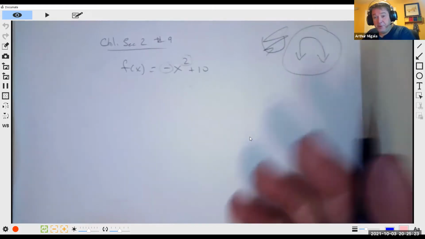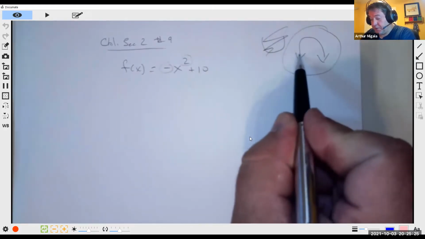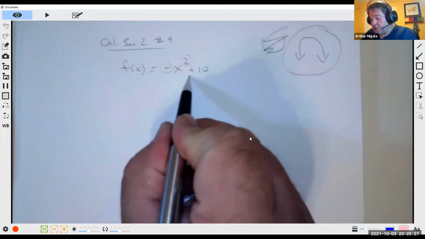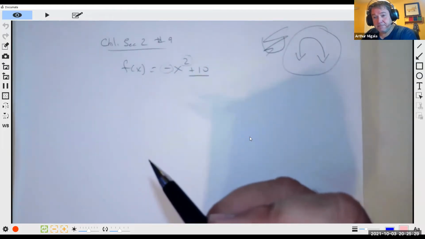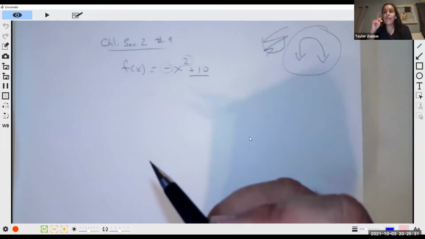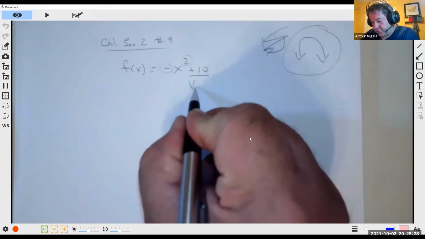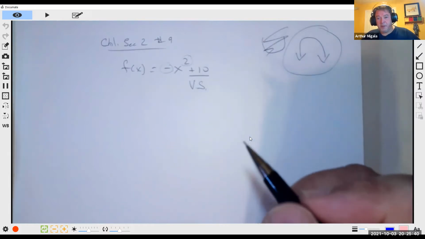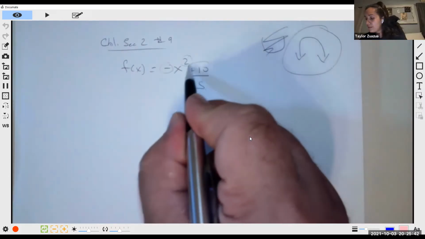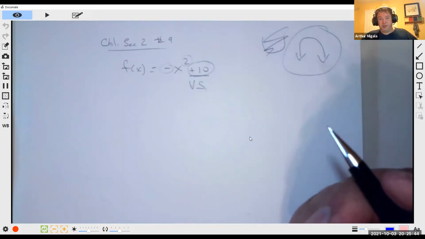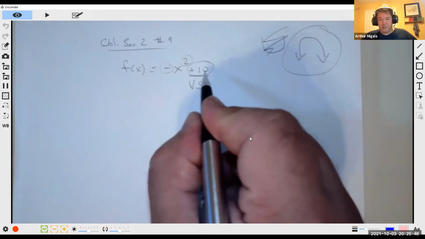So before we do anything, we know the shape of it. It's up and down. It's a parabola. What does this number tell us? Is that like going up or down with that number? Yes, this is called the vertical shift in chapter 2. What do we call it in chapter 1? What is a constant always called?